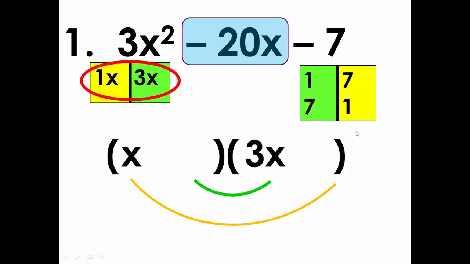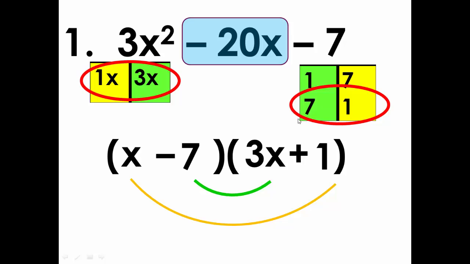I had no other options for my 1x and 3x. But I really need to multiply 3 times 7 and x times 1. The sign of the larger number on this loop, the negative 21, needs to be the same sign as the middle term.